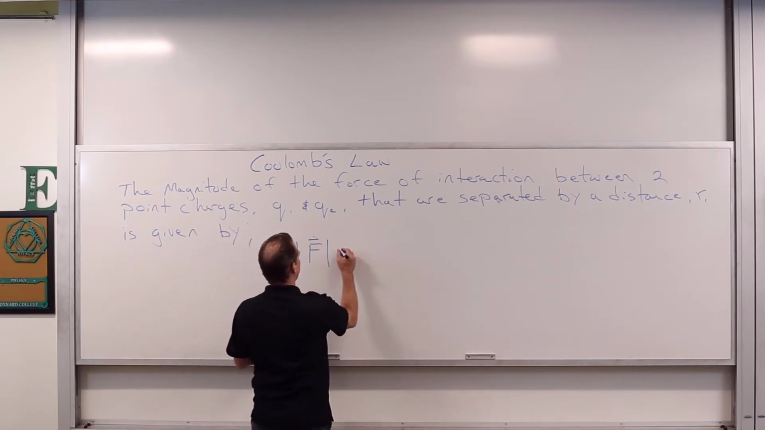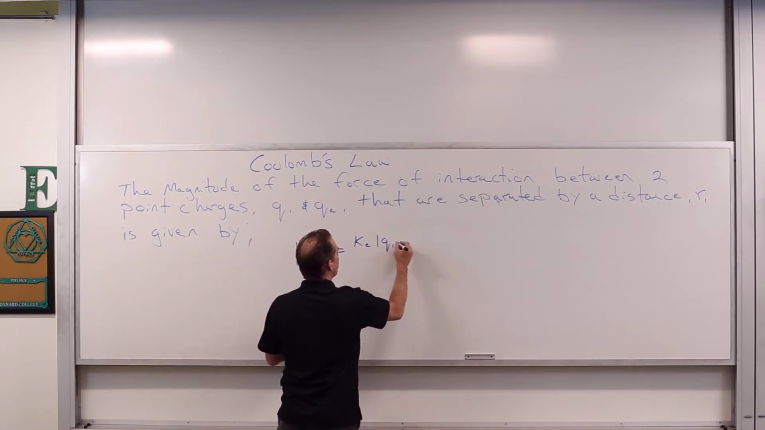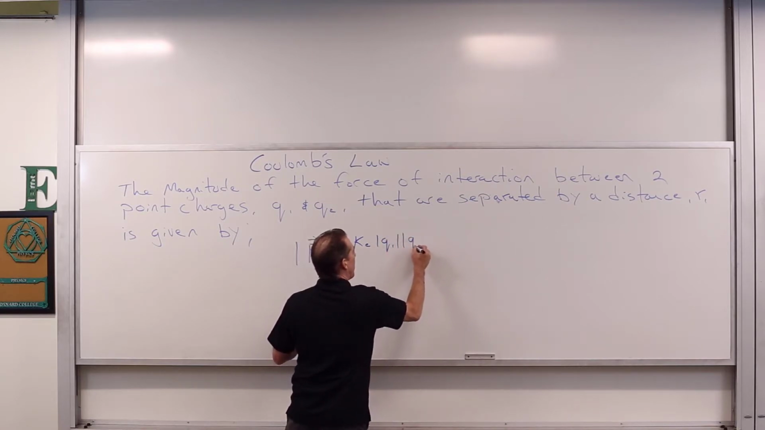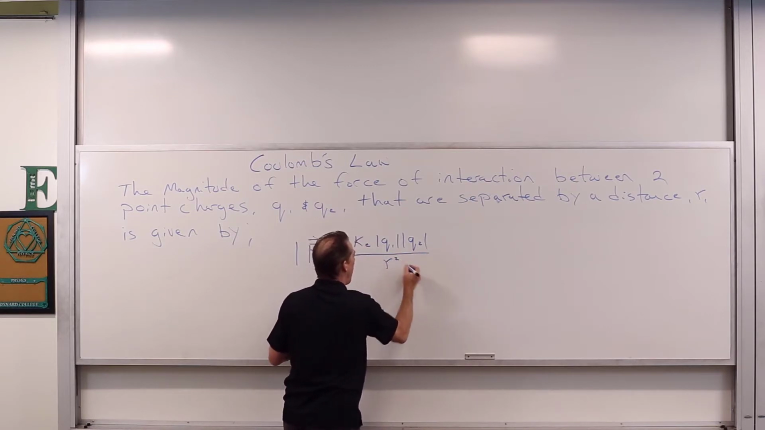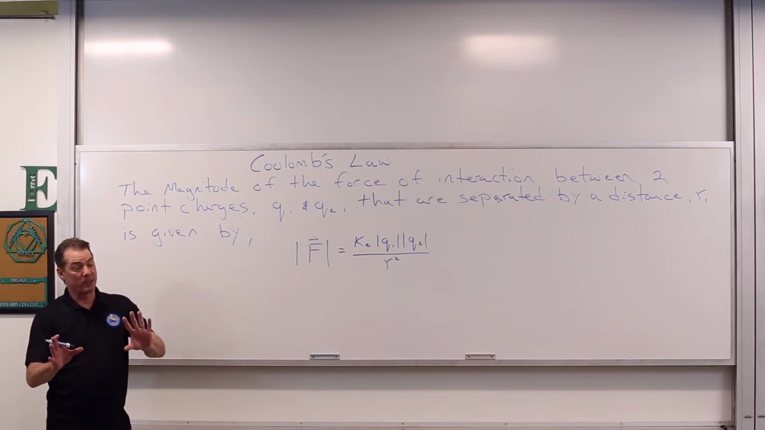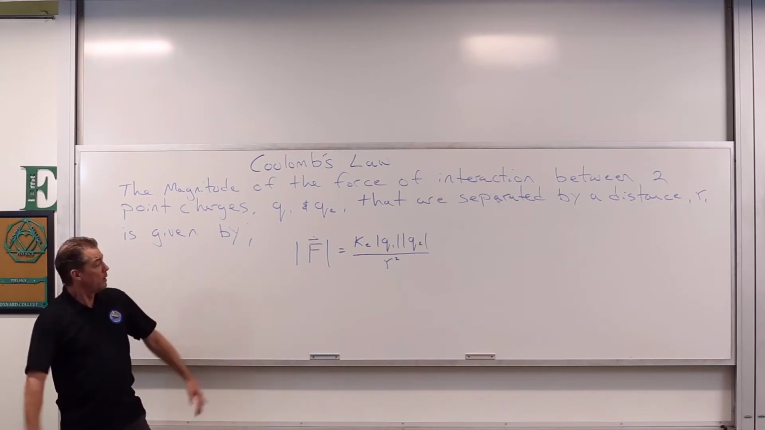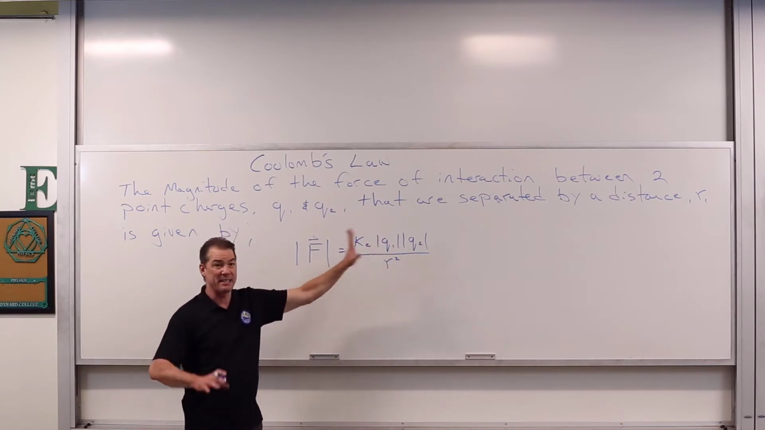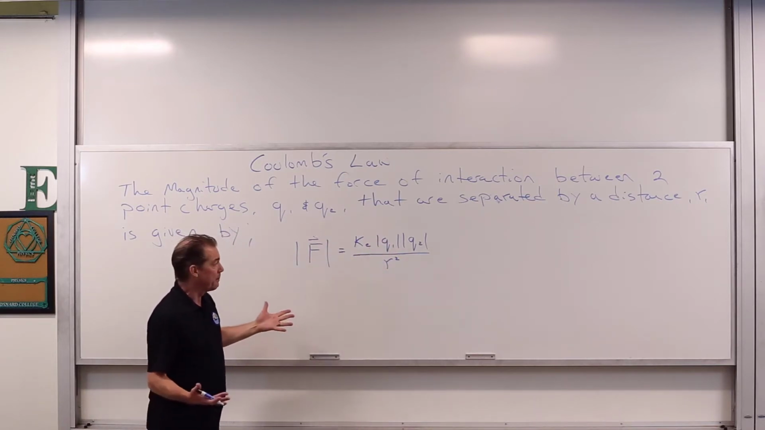F hat is equal to K sub E multiplied by the absolute value of Q1 multiplied by the absolute value of Q2 divided by R squared. So Q1 and Q2 are the charges, and the reason that we're taking the absolute value is because charge could be positive or negative, right? So we want to make sure that we're just treating them as the absolute values here, because again, this is just the magnitude. Magnitude should be positive.